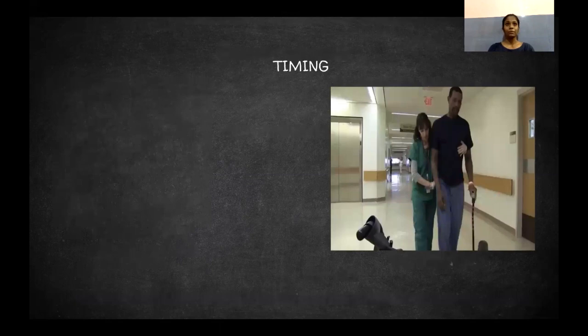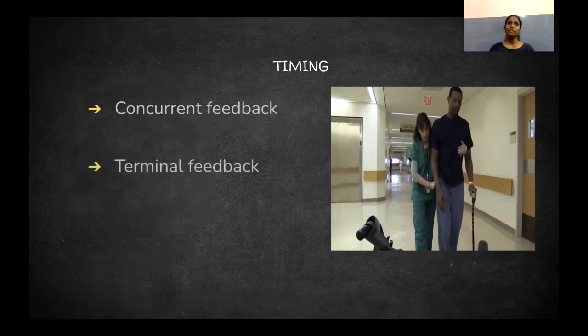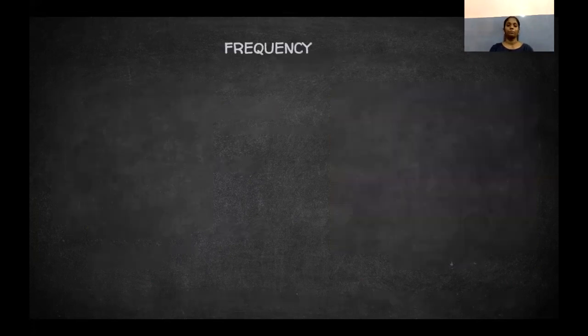Moving to the timing. Concurrent feedback: in concurrent feedback, we are giving constant feedback to the patient. Terminal feedback: after completing each trial, we give feedback to the patient. And in summary feedback, after completing the whole task, we give feedback to the patient.